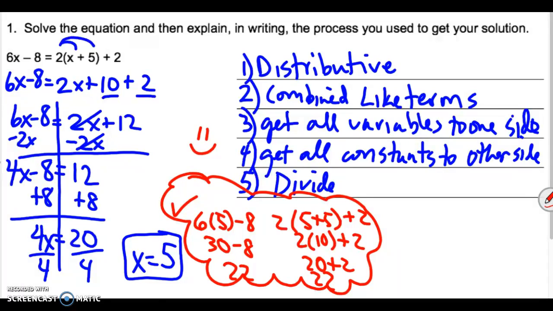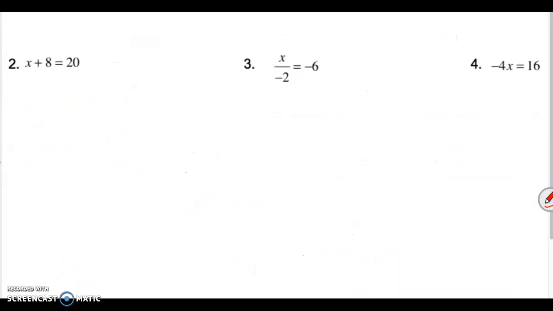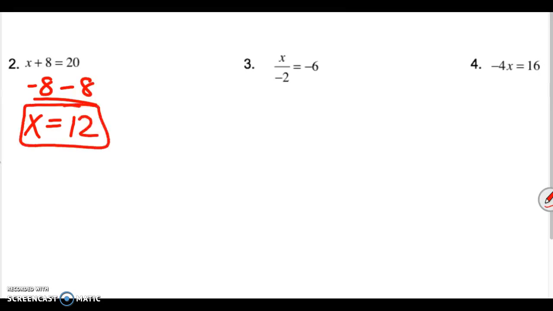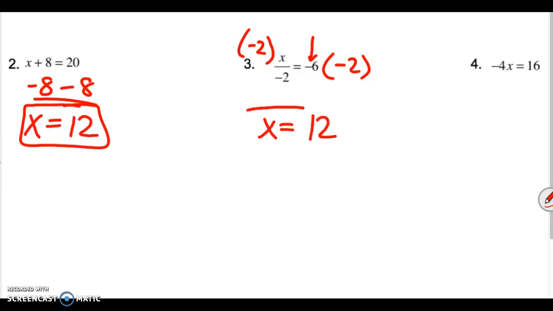All right, moving on. Next problems here. Number 2, real quick one, subtract 8, and you are done. X is equal to 12. Next question is division. So we have to multiply both sides by -2. Make sure you recognize that's a -6. So x is going to be positive 12.